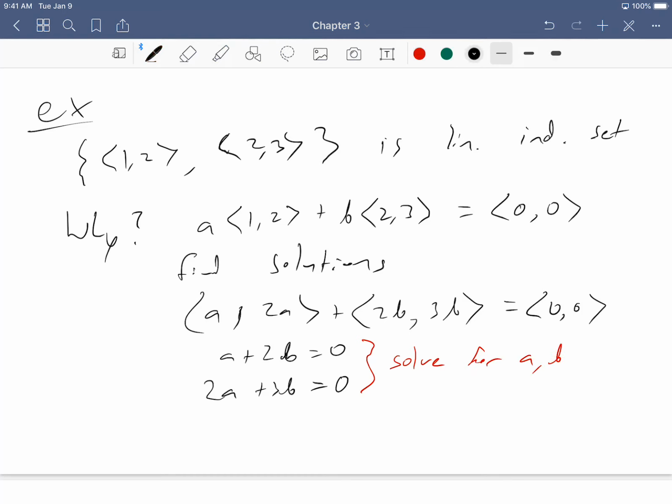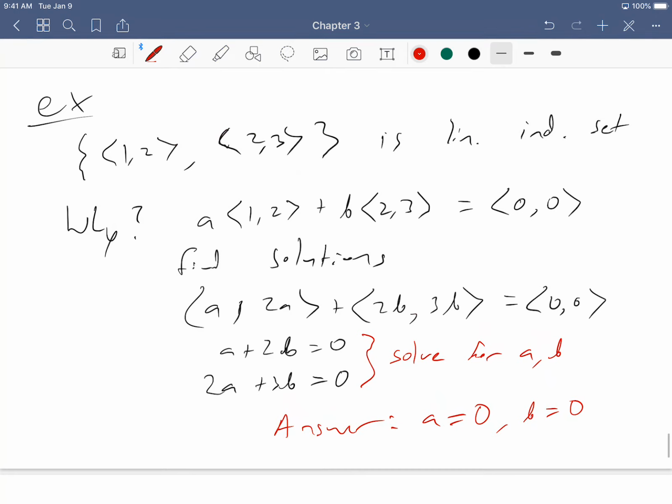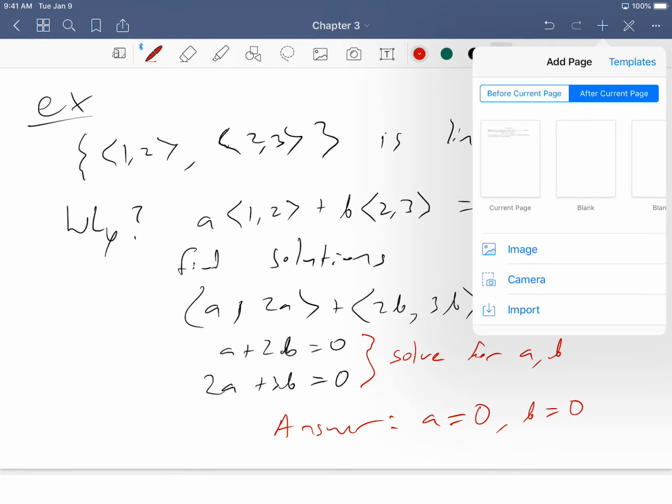I'm going to leave that for you. You should try this solution. What you'll get is that A is 0 and B is 0. So you should work that through and try it, but that's what should happen.